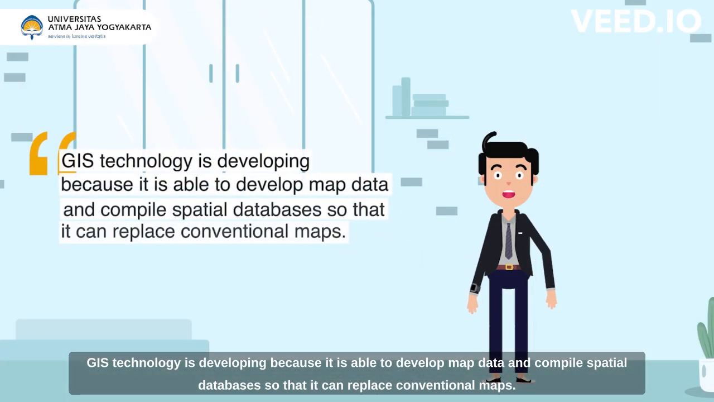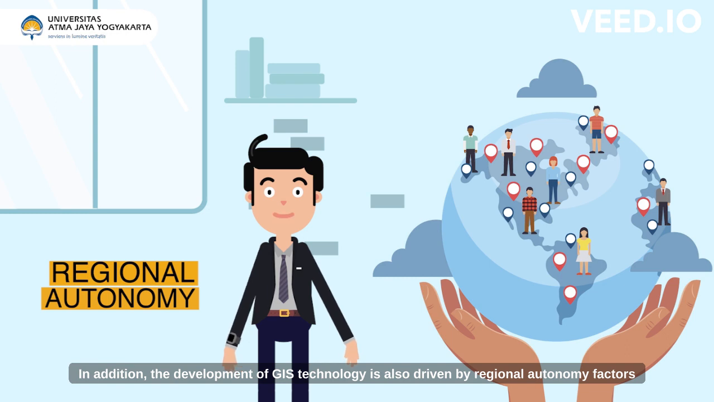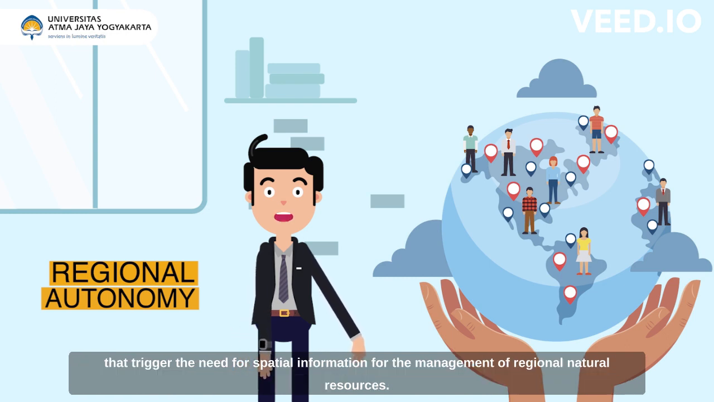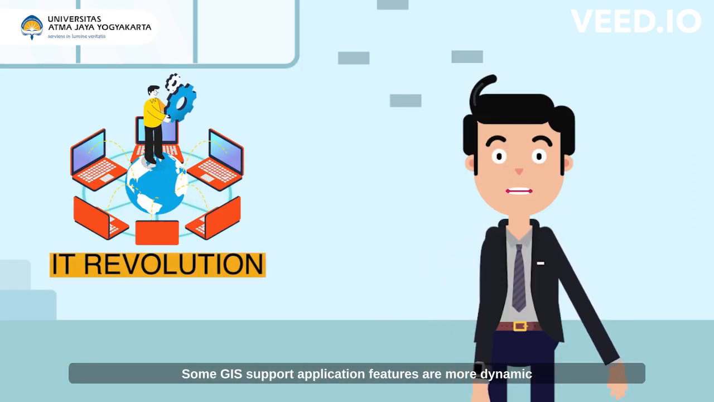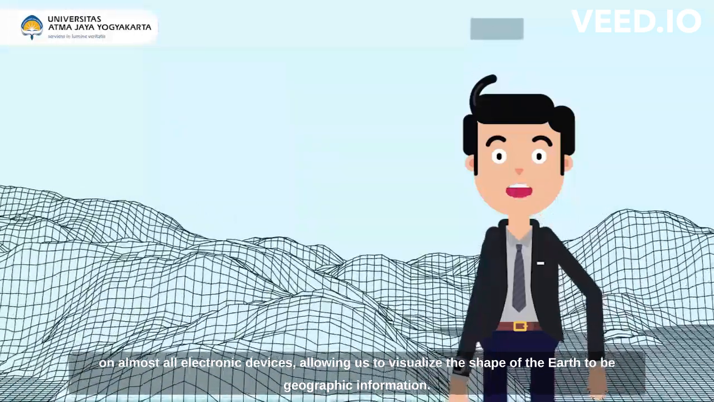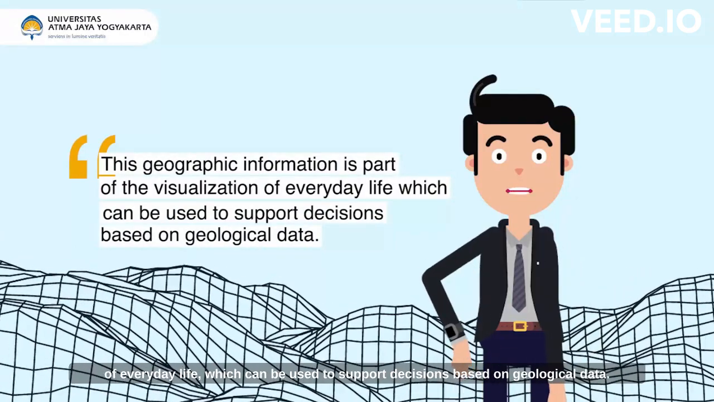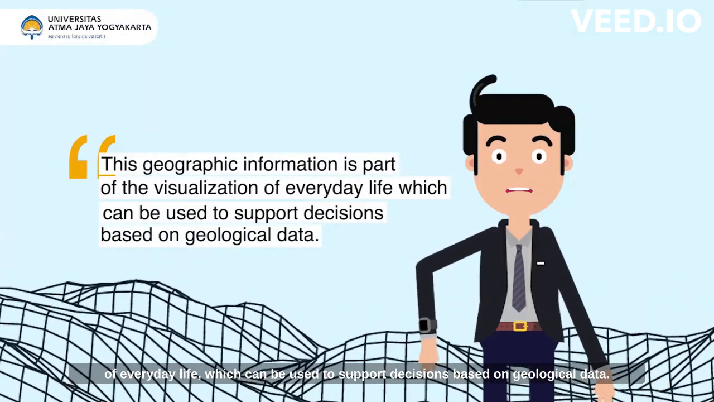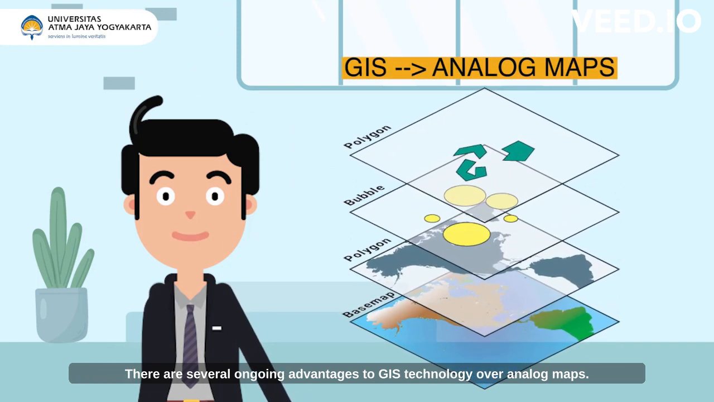GIS technology is developing because it is able to develop map data and compile spatial databases so that it can replace conventional maps. In addition, the development of GIS technology is also driven by regional autonomy factors that trigger the need for spatial information for the management of regional natural resources. Some GIS support application features are more dynamic on almost all electronic devices, allowing us to visualize the shape of the Earth as geographic information. This geographic information is part of the visualization of everyday life which can be used to support decisions based on geographic data. There are several advantages to GIS technology over analog maps.